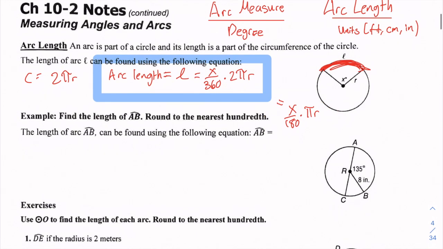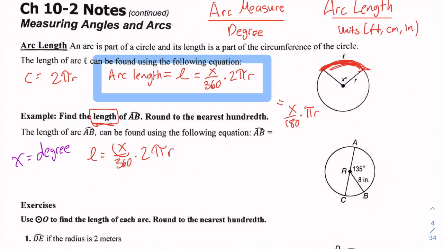Let's do one example. Find the length of arc AB. It says length, so we're not talking about degrees right now. We're talking about units, so keep that in mind. The length of arc AB using the following equation. We know that equation already. It is x over 360 times 2 pi r. So we need to know x right here. I should have let you know that x equals a degree. That's the angle.